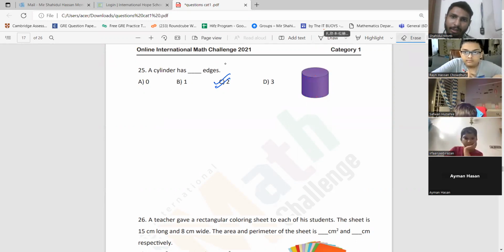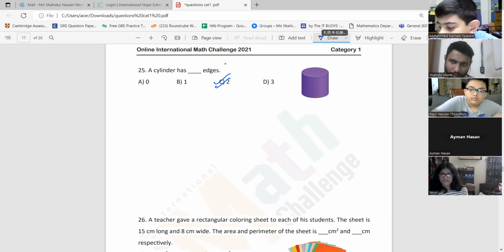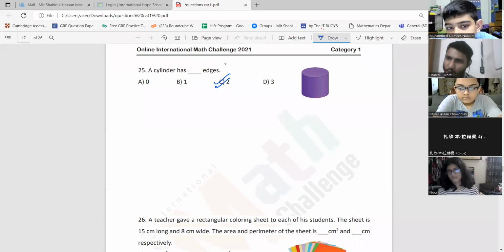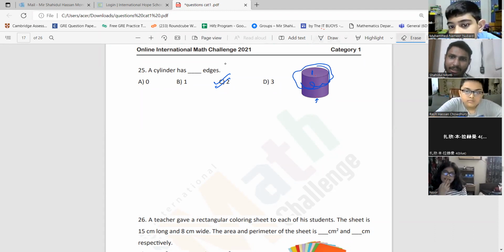All right, students. Sir, isn't it supposed to be 2 faces, not edges? No, how many faces do I have here? You have one face here, one bottom face, and there you have another face surrounding here. So that should be equal to.